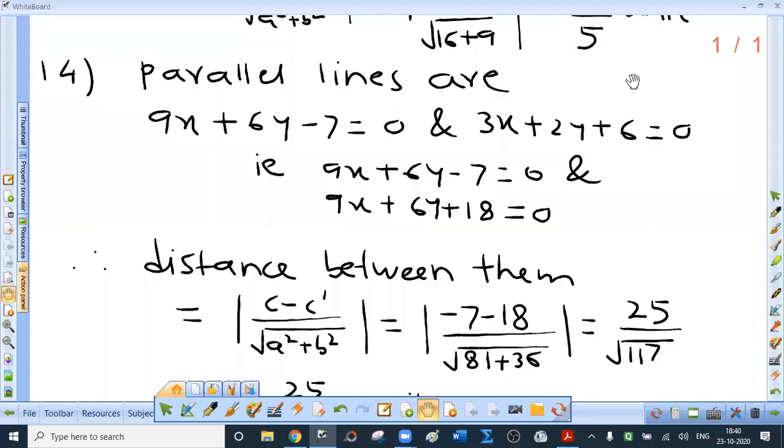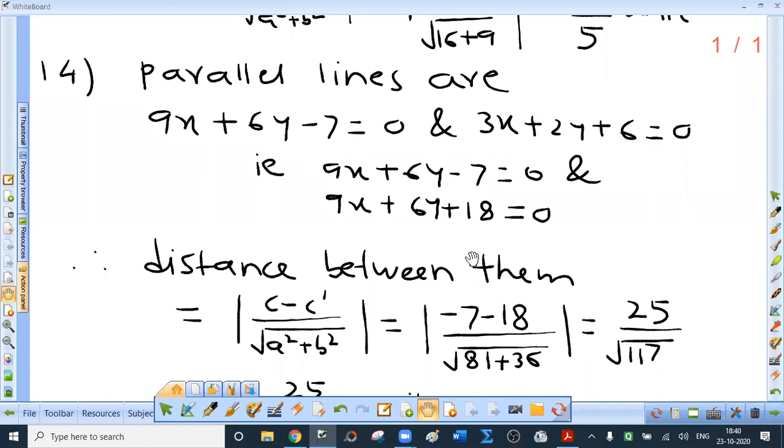Sum number 14. Find the distance between parallel lines 9x plus 6y minus 7 equal to 0 and 3x plus 2y plus 6 equal to 0. See, we cannot use the formula directly because coefficient of x is not the same. There are two options. Either divide first equation by 3 or multiply second by 3. Now it is better not to deal with fractions. So I will multiply second equation by 3 throughout. And that is why I have written these are the parallel lines. That is, this equation as it is, multiply both sides of the second equation by 3.